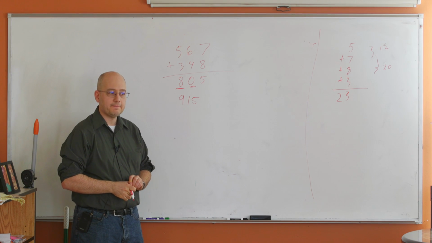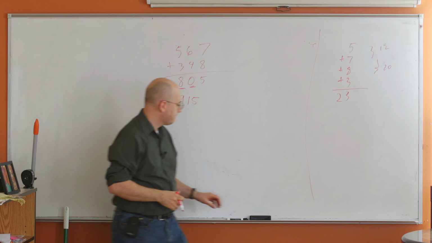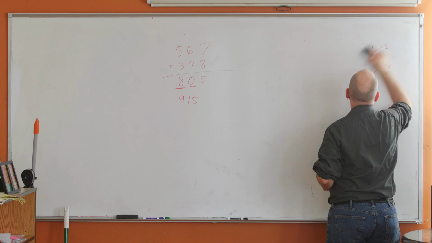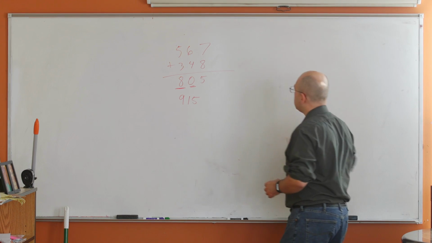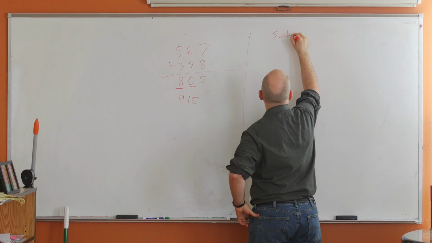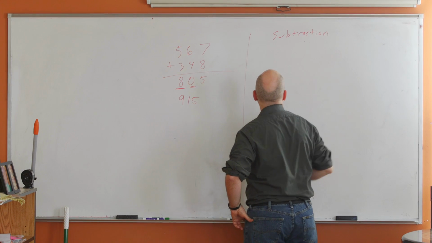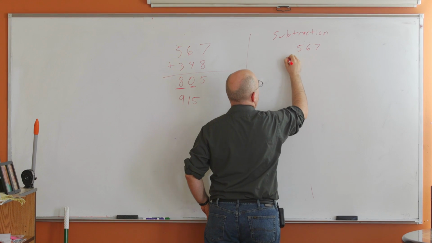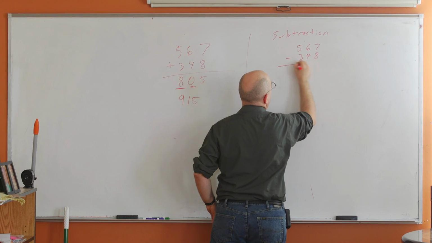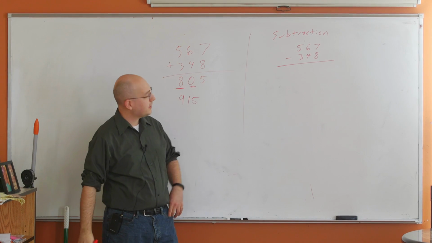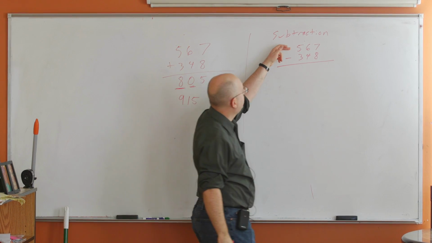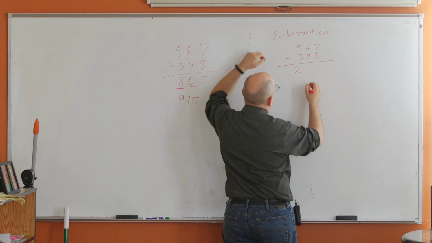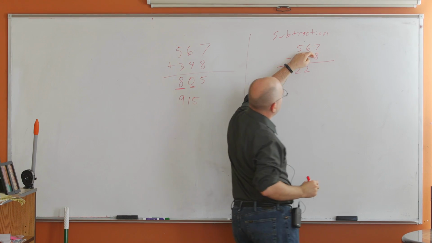Questions about that technique? Now, with subtraction, let's subtract these two numbers: 567 minus 348. All right. Again, we're going to start on the left. 5 minus 3, well, that's a 2. 6 minus 4, that's a 2. 7 minus 8, that's a negative number.